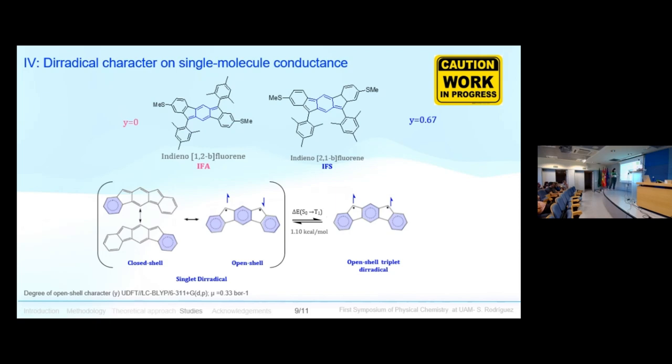We have that more or less in the ground state. But in addition, I calculated the energy of the lowest lying triplet close to this open shell singlet, and it is at only 1.10 kilocalories per mole. That means that with an external stimulus, we are able to switch between the singlet and the triplet state, and we can create a magnetic switch. So we can take advantage of the properties of the open shell singlet, and by an external stimulus, change to the triplet state and obtain a different property or different conductance in this case.